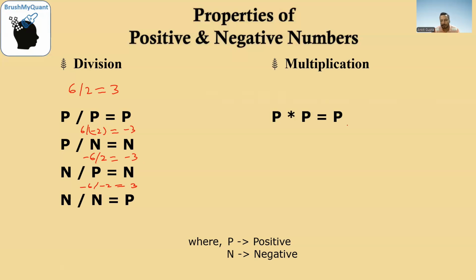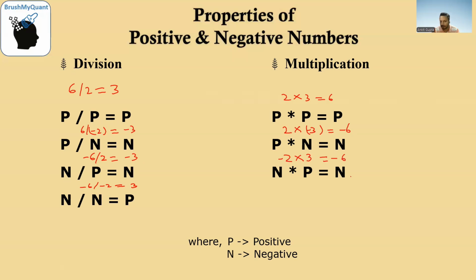Let's look at multiplication. Positive multiplied by positive is a positive number. So 2 multiplied by 3 is equal to 6. Positive multiplied by negative is a negative number. So 2 multiplied by -3 is equal to -6. Similarly, negative multiplied by positive. So -2 multiplied by 3 is equal to -6, which is a negative number. And negative multiplied by negative is a positive number, right? So -2 multiplied by -3 is equal to plus 6.